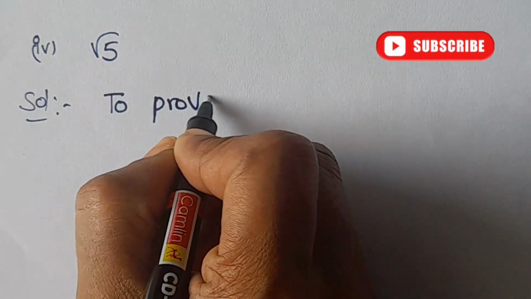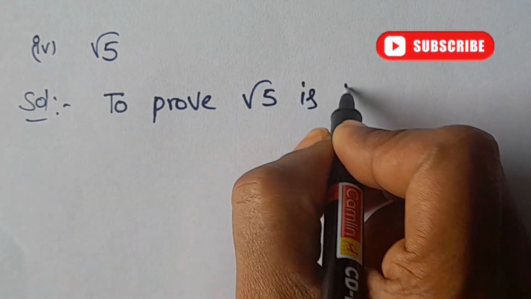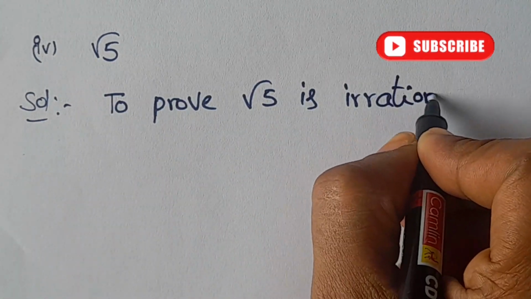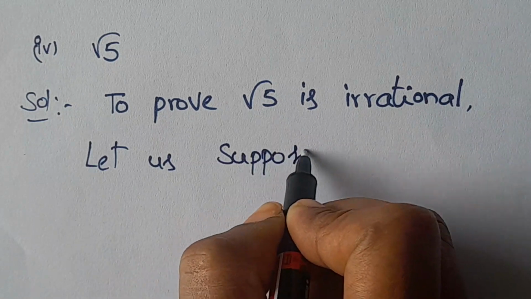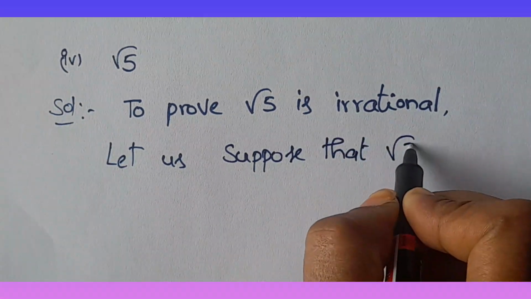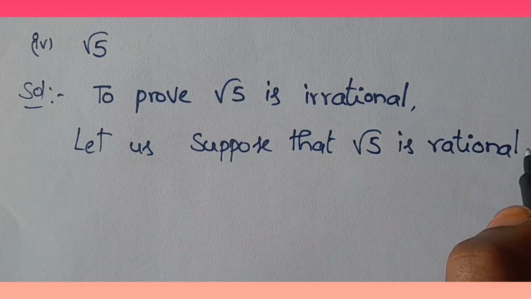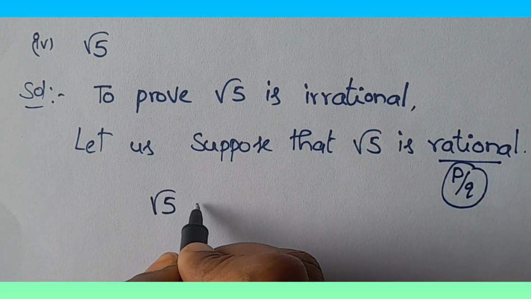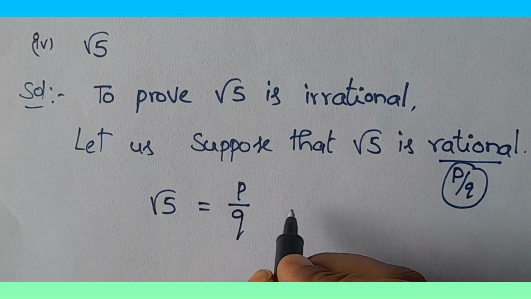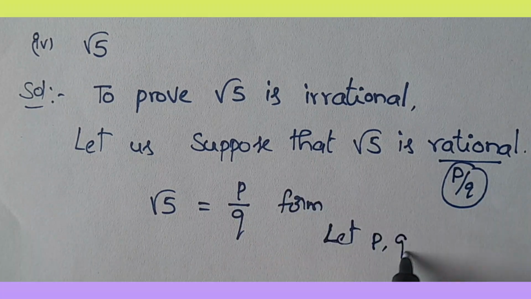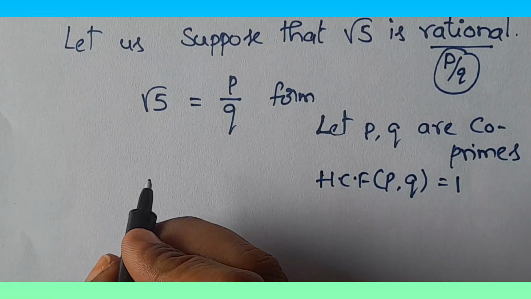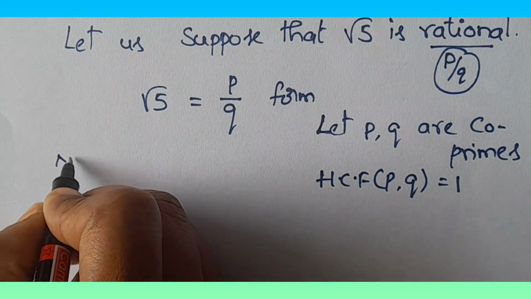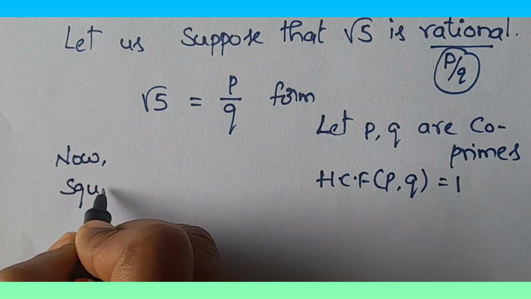4th bit: root 5. Solution: to prove root 5 is irrational, let us suppose that root 5 is rational. We are choosing the contrary way to prove root 5 is irrational. We know that a rational number is in the form of p by q. That's why we have to assume root 5 is equal to p by q form. Here p, q are co-prime numbers. The HCF of p, q is equal to 1.